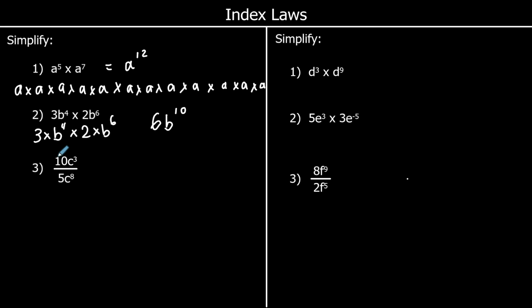Question 3. When we divide indices, we take away the powers. So again, we can divide our numbers. 10 divided by 5 is 2. And c to the power of 3 divided by c to the power of 8 is c to the power of negative 5. 3 take away 8 is negative 5. I've got 2c to the power of negative 5. That can also be written as 2 divided by c to the power of 5. Either one of those two answers are okay. So pause the video and have a go at these questions.